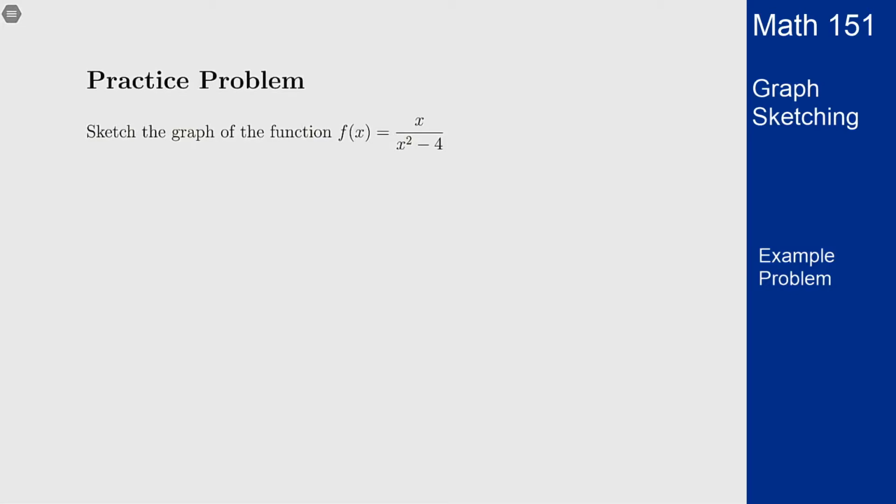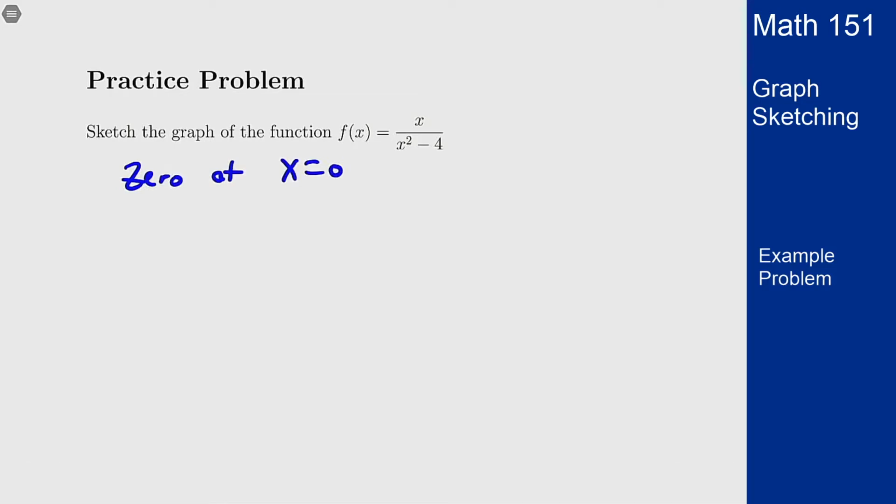For this example, we want to sketch the graph of the function f of x is x over x squared minus 4, and do so using all of our calculus techniques we've developed so far. Look at the function itself. What can I see right off the bat? Well, I know this will have a 0 at x equals 0 because that's where the top is 0, so the whole thing is 0.